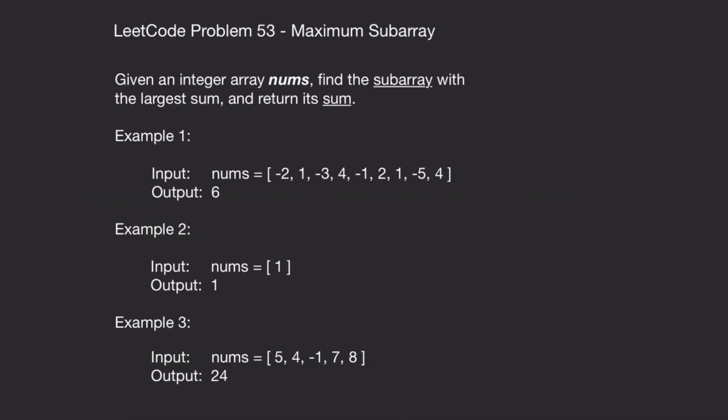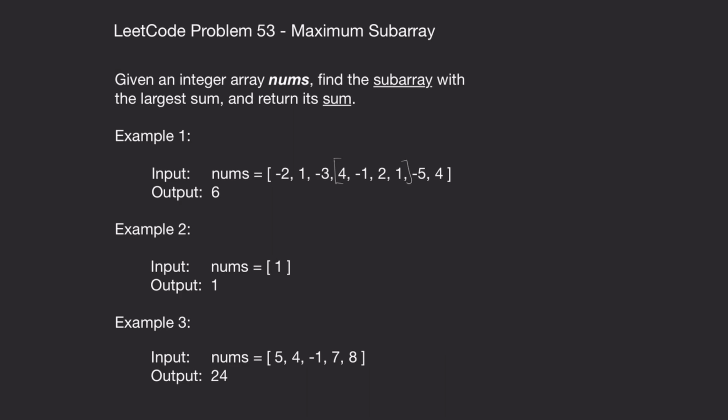First, let's go over the problem description. Given an integer array nums, find the subarray of the largest sum and return its sum. So for example 1, we have the input array -2, 1, -3, 4, -1, 2, 1, -5, and 4. And we have the expected output of 6. We can find that the subarray with the sum of its values equals to 6 is from 4 to +1.